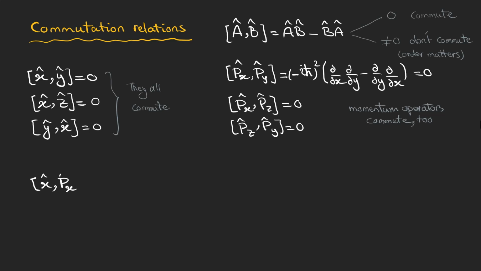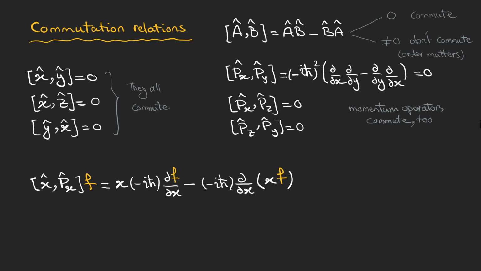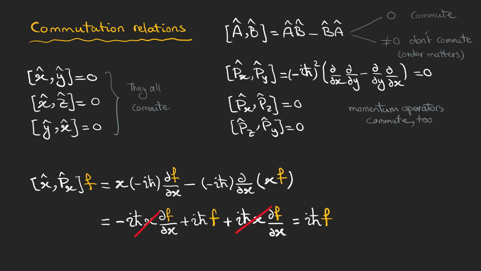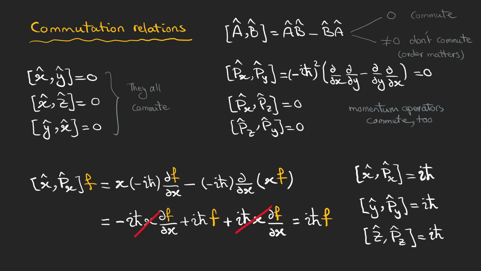To find the commutation relation between x and px, we need to use it on a function. So x px on f is x times minus i h bar df/dx, minus px x on f, which is minus i h bar d/dx on xf. We can write it as minus i h bar x df/dx plus i h bar f plus i h bar x df/dx. And these two cancel out, and we have i h bar f as you see. So for the position operators and their corresponding momentum operators, it's really different if we first use px or x on the state vector.